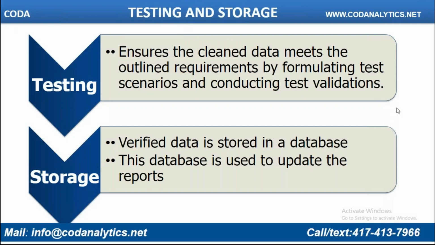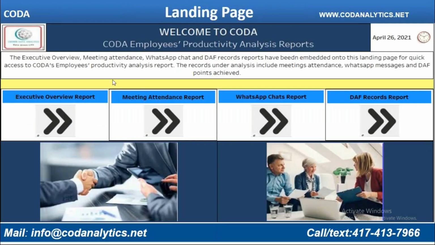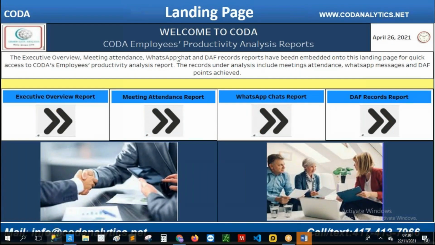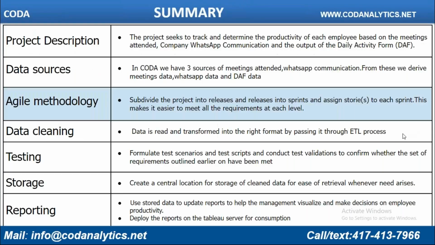So let's look at some of the reports that we will be creating later on. We have the landing page report. This is going to take us to various reports. These are buttons. When you click, it's going to take you to other reports. We have the executive overview report, the meetings attendance report, the WhatsApp chats report, and the DAF records report. That is some of the reports that we'll be creating later on.